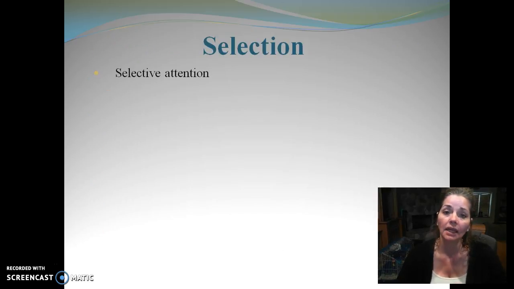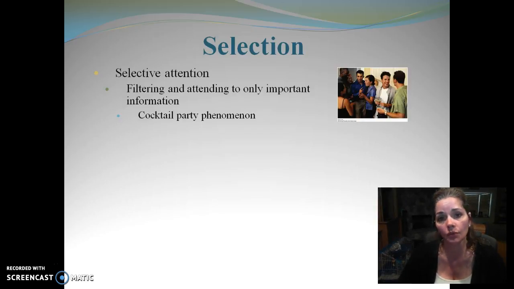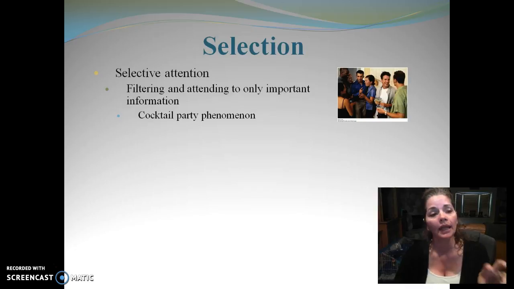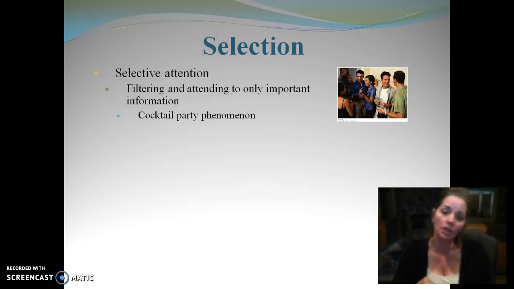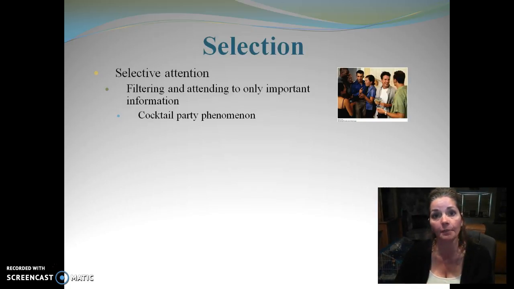So with selection, it involves selective attention where we're going to filter out unimportant information and focus only on the information that's critical. That phenomenon can be experienced through the cocktail party effect when you're chatting with a group of people and your attention is focused on that immediate group, but then across the room you hear your name mentioned. All of a sudden, you can block out what's happening in the current group and totally focus in on the conversation happening across the room that mentioned your name. So selective attention involves filtering out and honing in on.